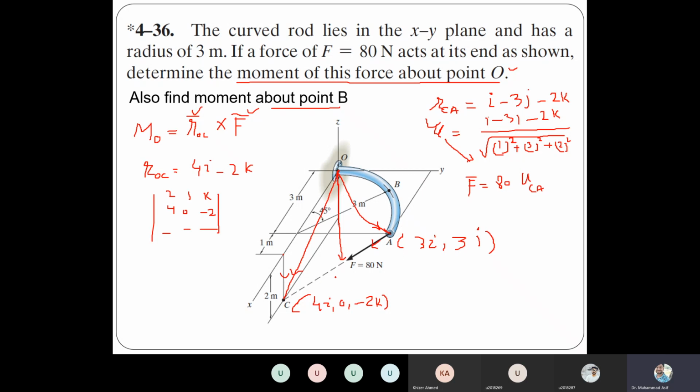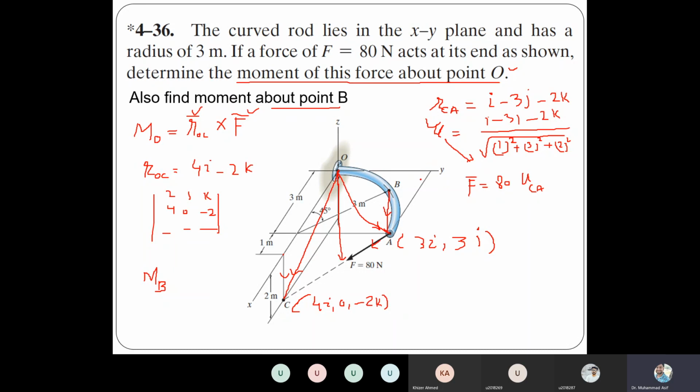Now it says calculate the moment about point B. So that means now from point B we need a position vector that lies on the line of action of this force. So from point B there are many options. One of the options is, let's say, the position vector BA, because there should be a point from B which lies on any point on the line of action of the force. So one could be BA, another option could be BC.